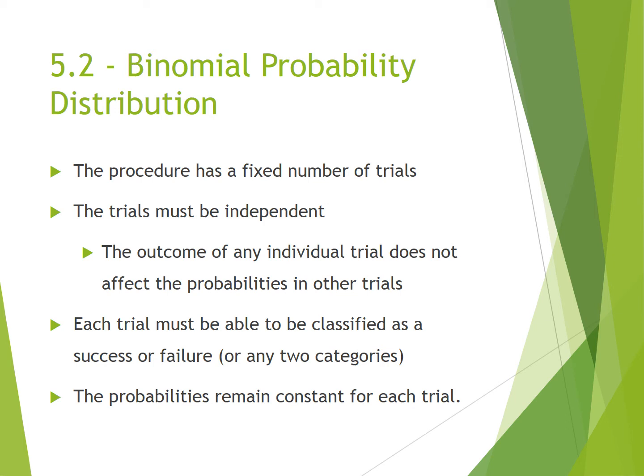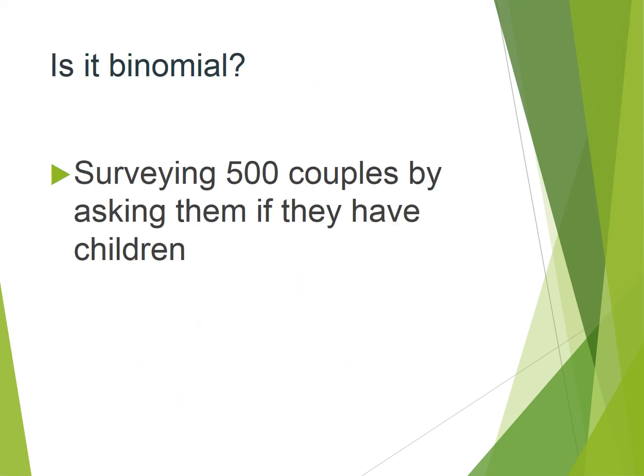And the probabilities must be constant for each trial. The probability of tossing a head must be the same each time I toss the coin, and the probability of rolling a 2 must be the same each time I roll the die. Got this definition down right? So is the following procedure binomial?